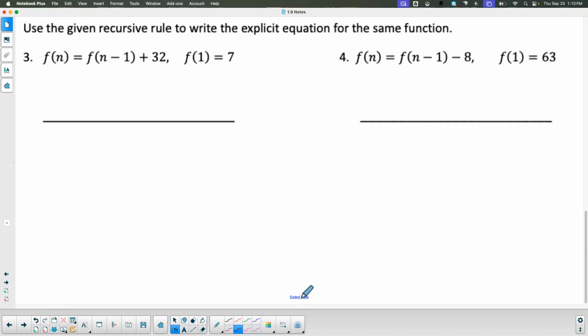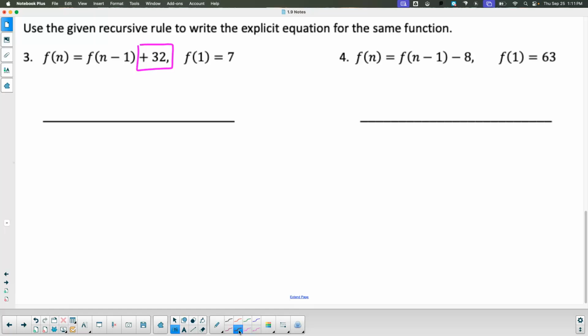Use the recursive rule to find the explicit equations for the same function. Okay, so what is it telling us that we're doing in number 3? Anyone, what's it telling us? So each time we are not adding 7 every time. We're adding 32 every time. So that tells us that our common difference, D, there is 32.